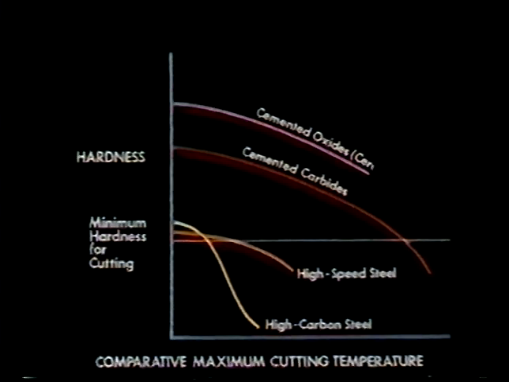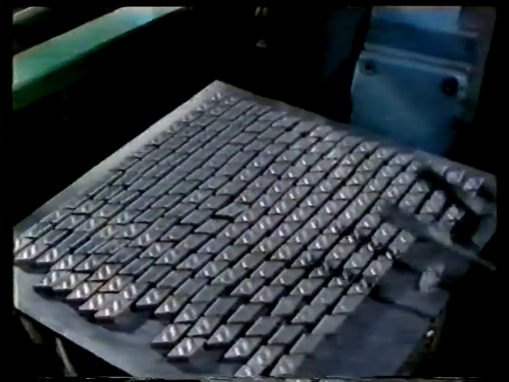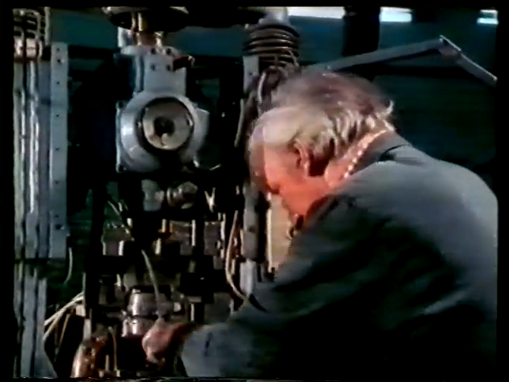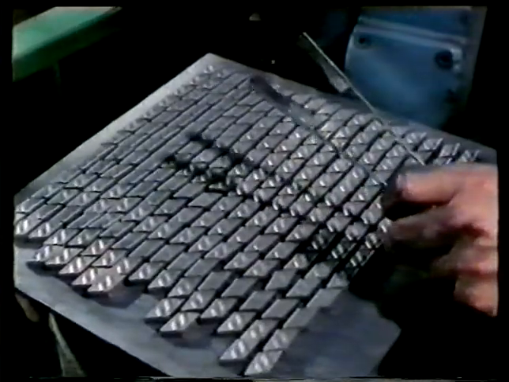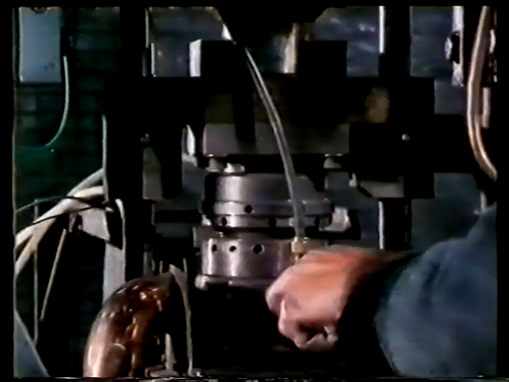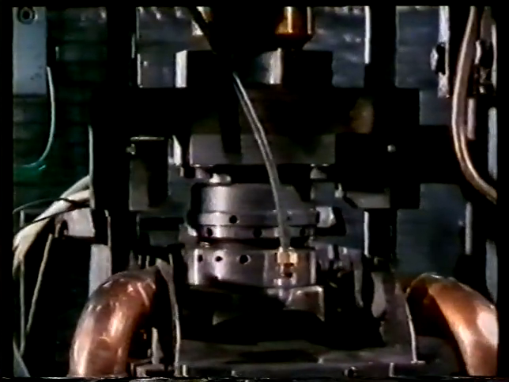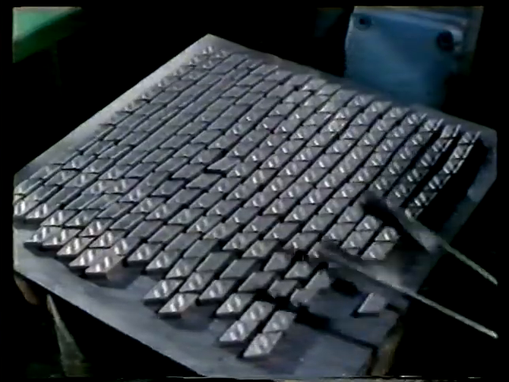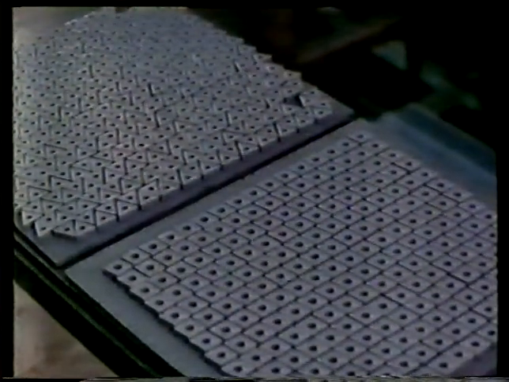Ceramic tips are even harder than those made from metallic carbides, but they're also more brittle. Once again, powder metallurgy is used to produce the tips. They're pressed in a mold which is oversized to allow for the shrinkage which takes place during sintering. The ceramic material most commonly used is sintered aluminium oxide, either commercially pure or mixed with other metallic oxides like chromium. Sintering is carried out at 1600 degrees centigrade, and the tips have to be very slowly cooled to avoid cracking.